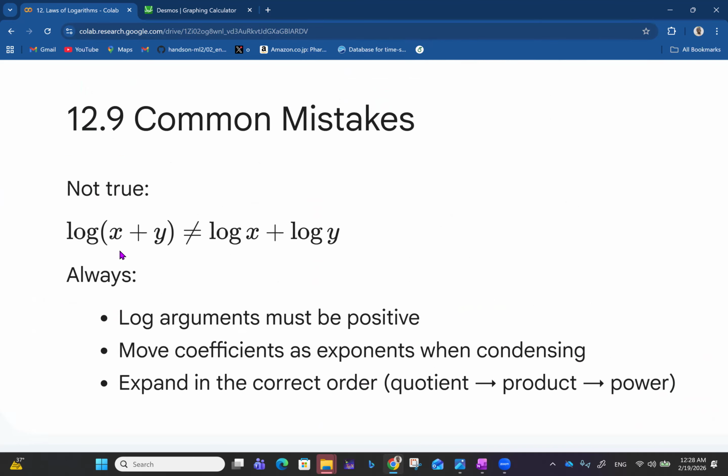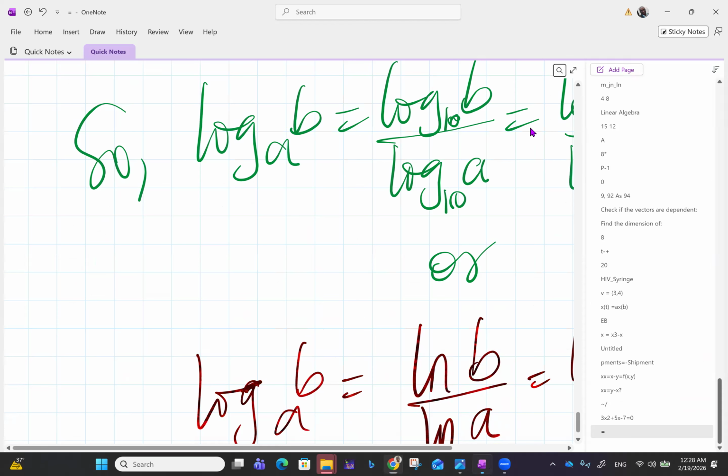So some common mistakes that may happen, which you should pay attention to. It is not true that log of x plus y is equal to log x plus log y. This is not true. It is when you have log of x times y to a common base that you then have log x plus log y. But log of x plus y is not equal to this. They are totally different.